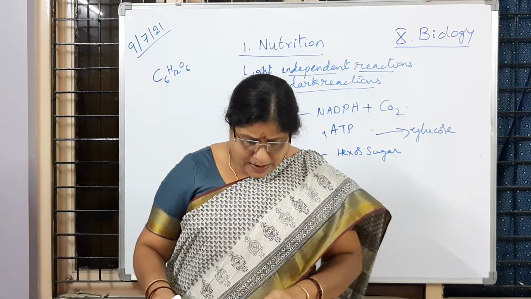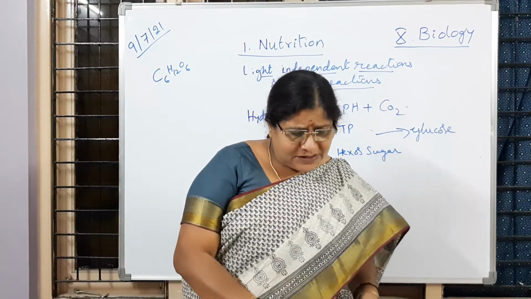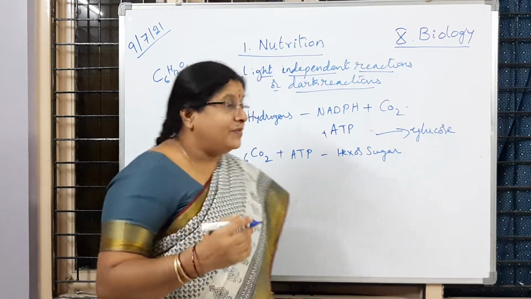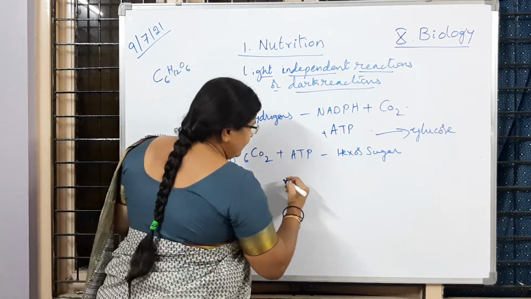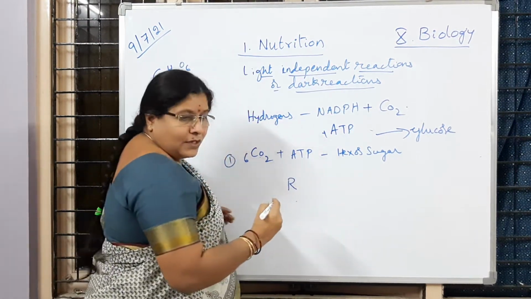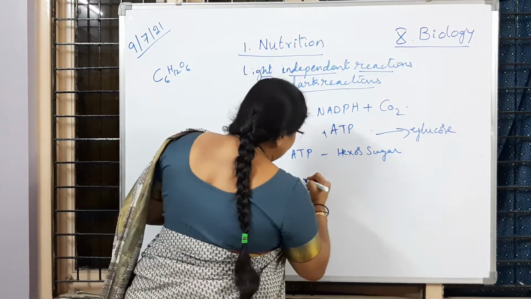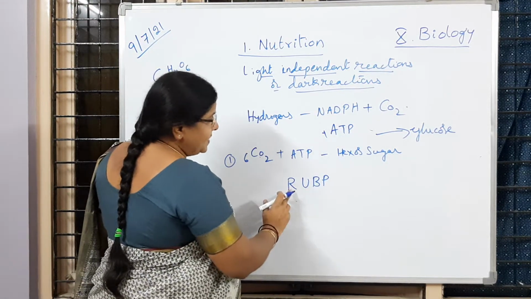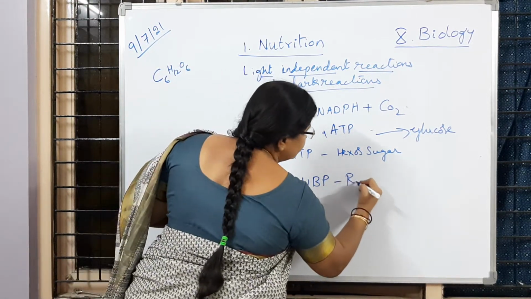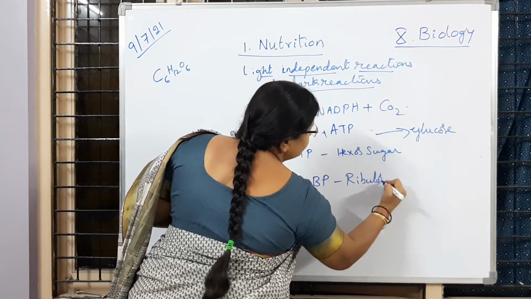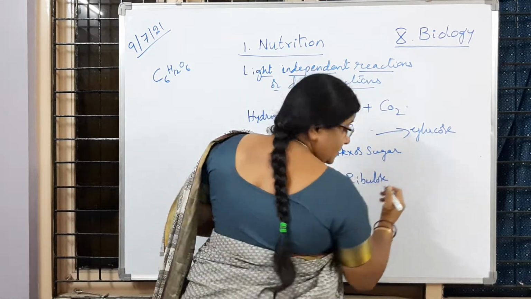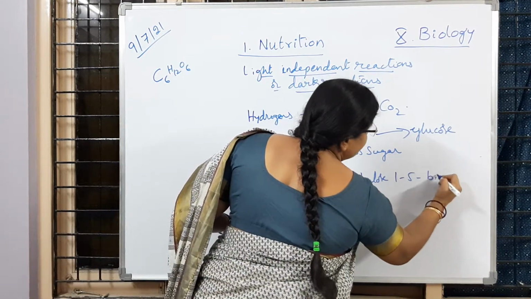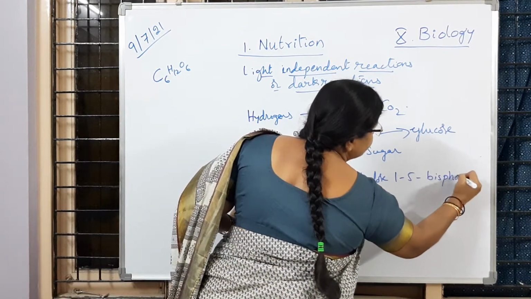So here that intermediate compound whichever is formed is given the name RuBP. Okay, RuBP also we can write. Is it clear to you? RuBP means ribulose 1,5-bisphosphate.